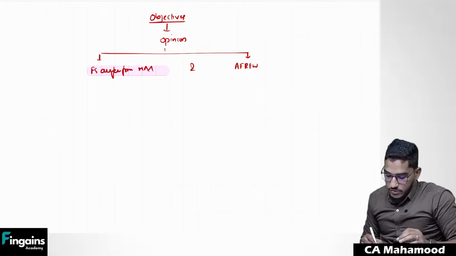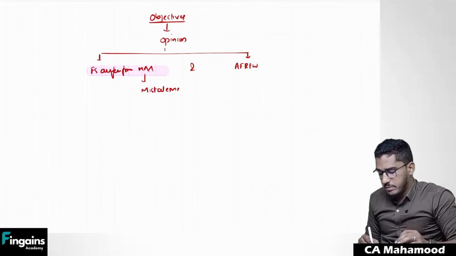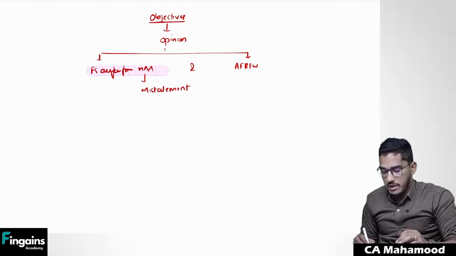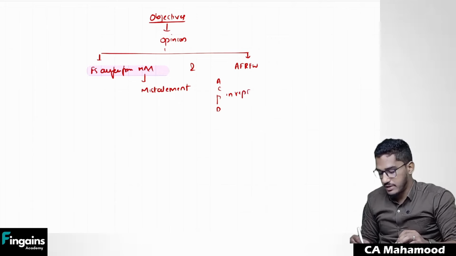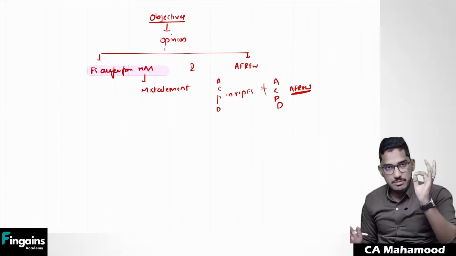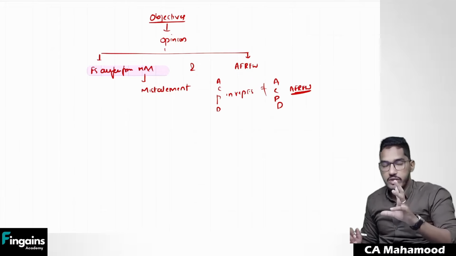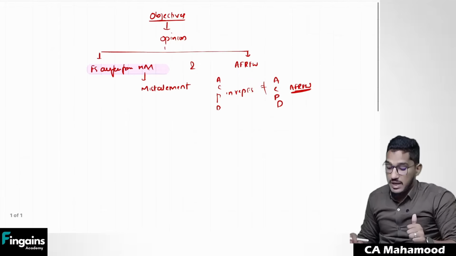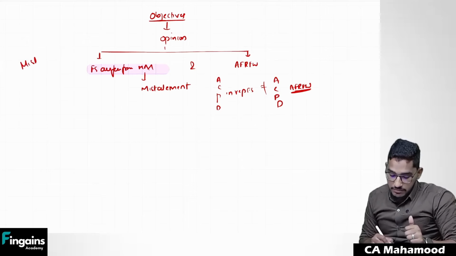And I have already told you the meaning of the term misstatement. What do you mean by misstatement? Misstatement means, as we have understood, any difference between the amount, classification, presentation, disclosure in the reported financial statements, and the amount, classification, presentation, disclosure required as per the applicable financial reporting framework. Simply, a mistake in the financial statements, we are going to call a misstatement.